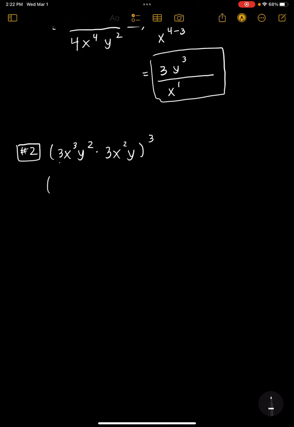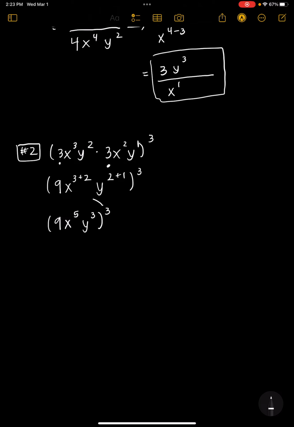I'm going to do this 3 and this 3. Those are both coefficients, so I'm going to multiply those together, which gives me 9. And then our x's would be x to the third plus 2. And then our y's will be y to the squared plus 1, because this one, because it doesn't have an exponent, is 1. And I'm going to put that 3 there just because we don't want to forget that we have to do the power rule as well. I'm going to simplify that a little bit by just adding the actual exponents. So we're going to have 9x to the fifth, y to the third, all to the power of 3.